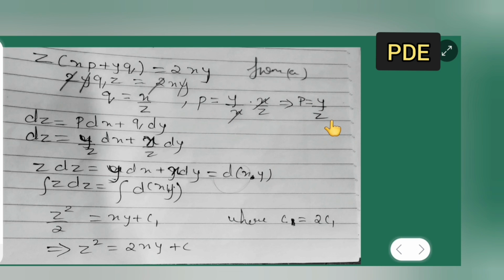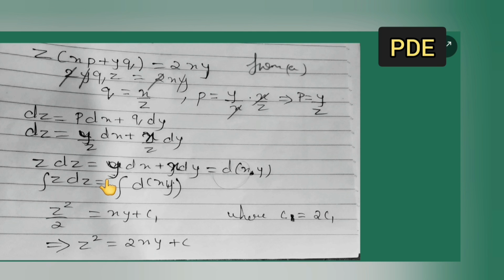Now substitute the value of p and q in this equation, that is dz is equal to p dx plus q dy. dz is equal to what? y upon z dx plus x upon z dy. Now take this z to the other side, so z dz is equal to y dx plus x dy, which is equal to d of xy. So integrate this, what you are going to get? Integral of z dz is equal to integral of d of xy. So integrate this: z square upon 2 is equal to xy plus c1. c1 is a constant, okay?